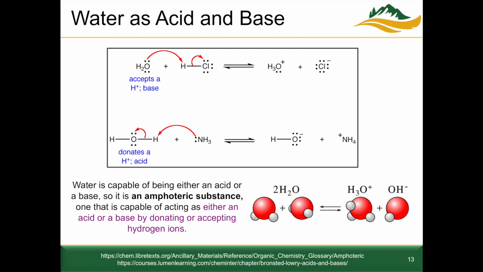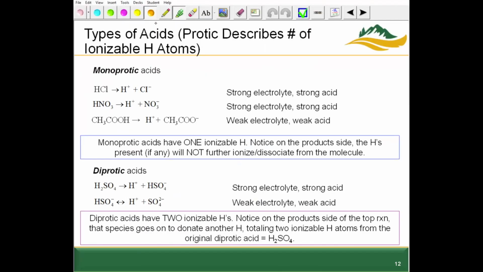In the bottom right figure, you can see two water molecules reacting together, where one can act as an acid and the other can act as a base. So one can donate a proton and one can accept a proton. We call water an amphoteric substance because it can act as either an acid or a base, depending on the environment that the water molecule is in.